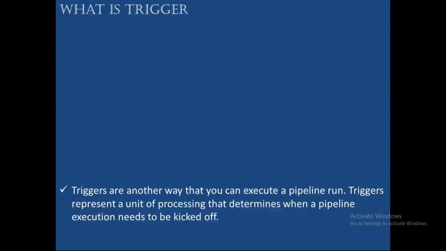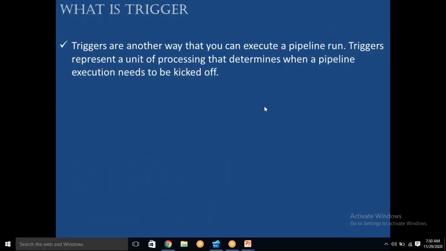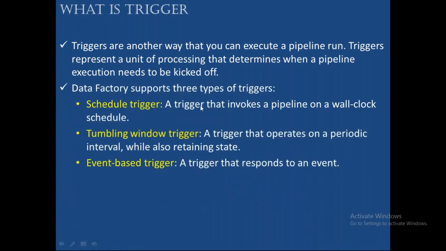Let's see what a trigger is. Triggers are another way that you can execute a pipeline run. Triggers represent a unit of processing that determines when a pipeline execution needs to be kicked off. We already talked about triggers; they have information on when a particular pipeline should run. How many types of triggers do we have? We have 3 types: schedule trigger, tumbling window trigger, and event based trigger. We already learned the event based trigger. Today we are going to see the tumbling window trigger.